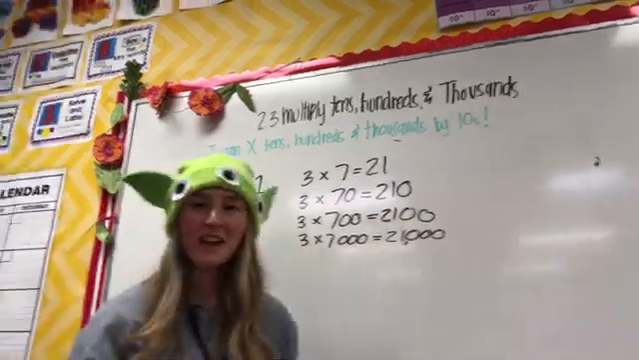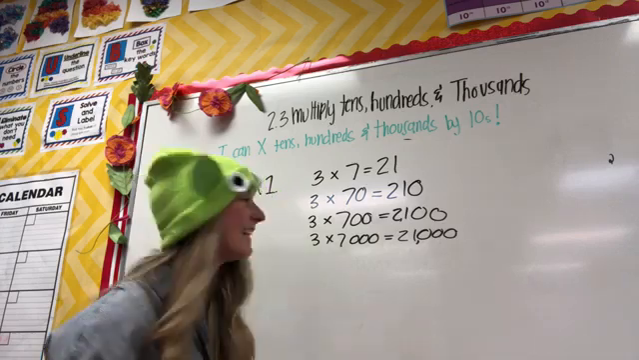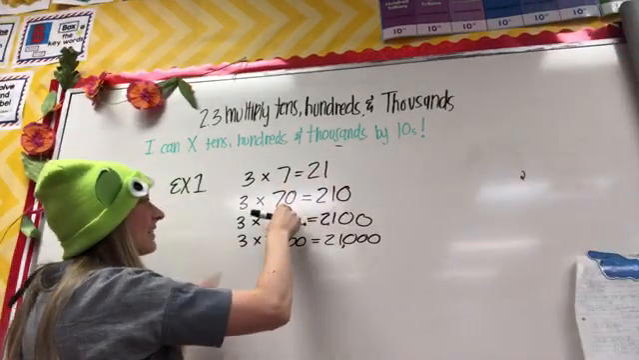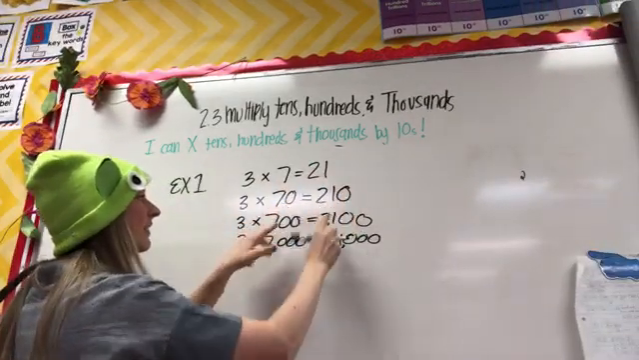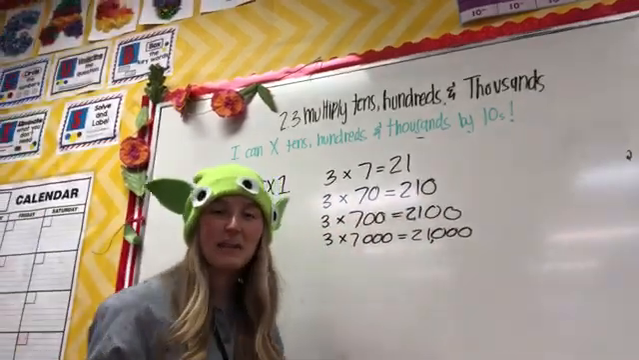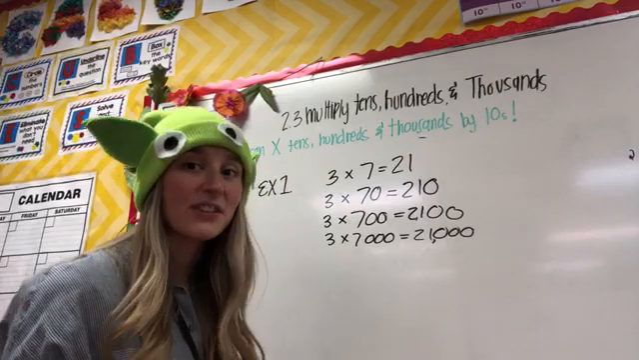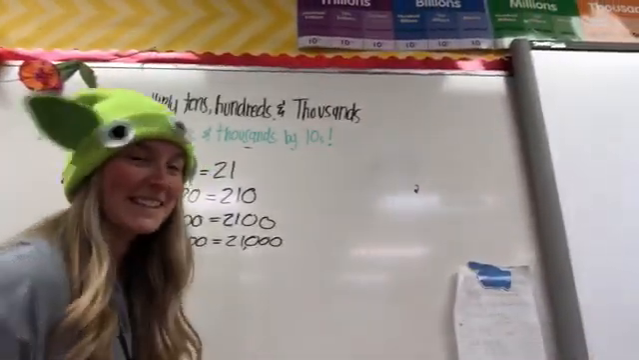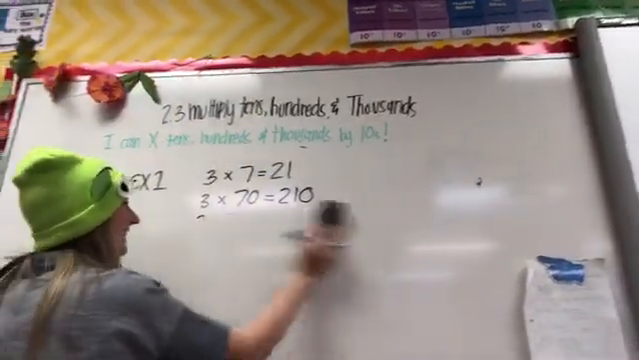21,000. Look at all we did. Every time we added a zero here, we added a zero here. One zero, two zeros, three zeros. So all we're doing is timesing two numbers and then adding zeros onto it. Let's do some more because they're so fun.